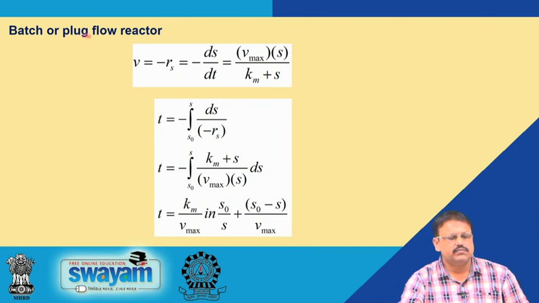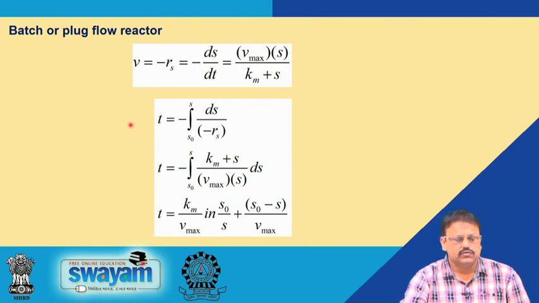Similarly, for the batch and plug flow reactor, the equation V equals minus dS/dt can be written in this fashion, and here tau equals minus the integration of dS by minus Rs from S0 to S. If we put in the Michaelis-Menten equation and integrate, we get these types of equations.